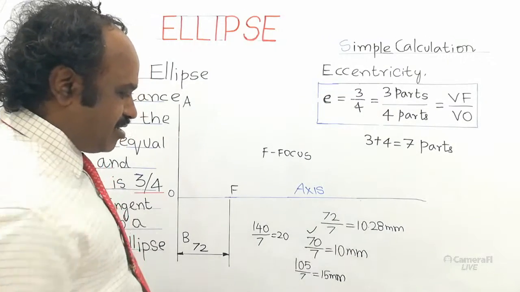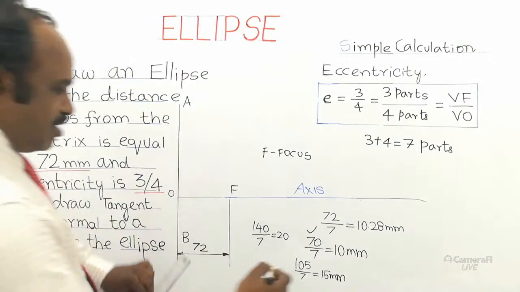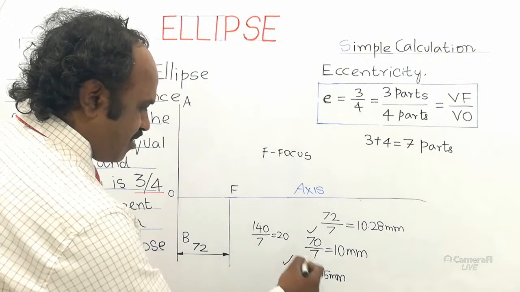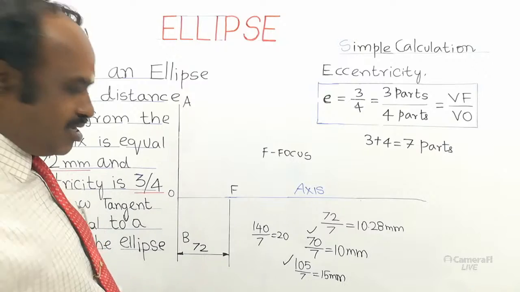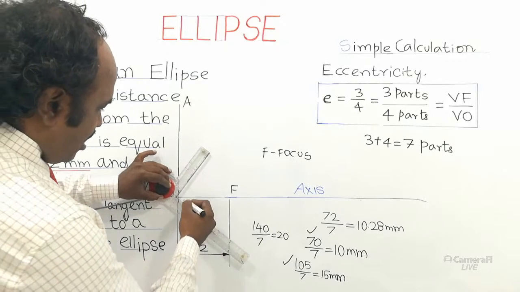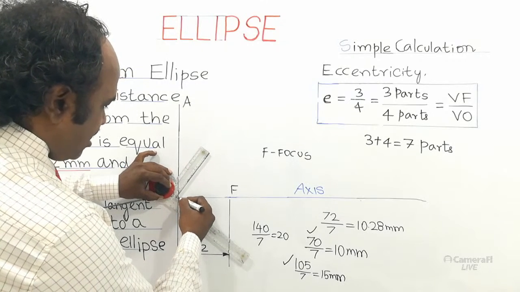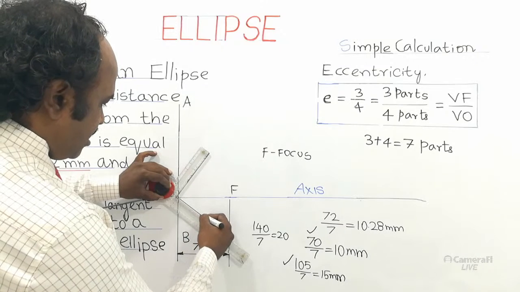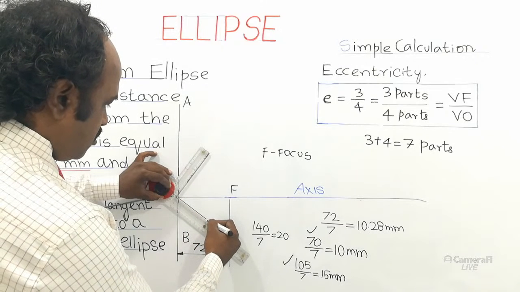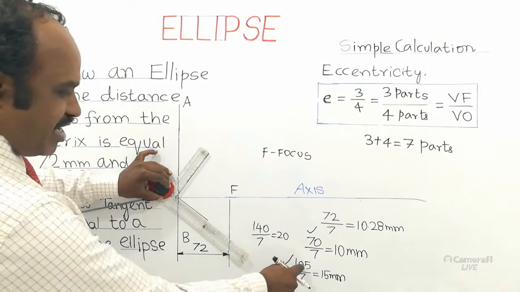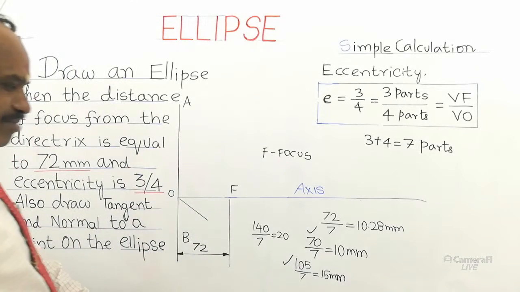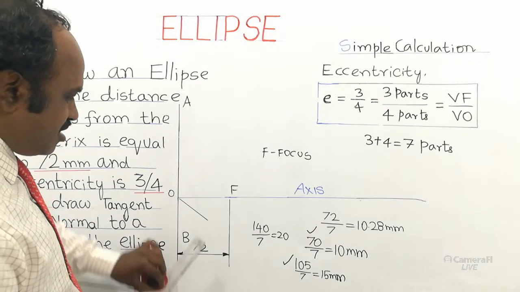Choose like this, okay? So let us choose 105. 105 divided by 7 gives 15 mm. Each segment will be 15 mm. So from point O, draw an inclined line using your H pencil like this. The length of the inclined line I have chosen is 105 mm, that is 10.5 centimeter.